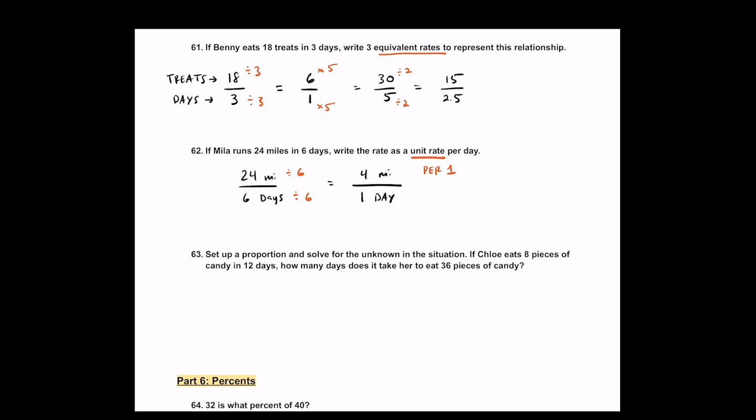Okay, let's go on to 63. We're going to set up a proportion, which is just when a ratio is equal to a ratio or a rate is equal to a rate. And then we're going to solve for an unknown.